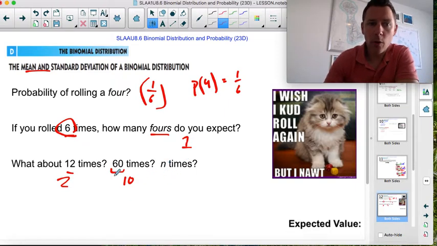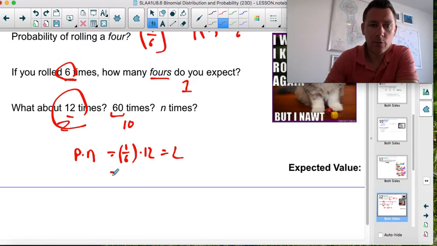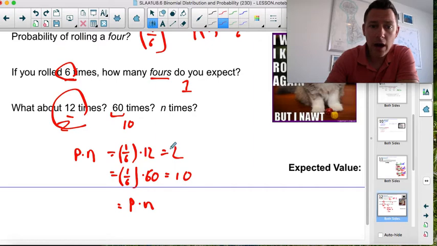What you're really doing is taking the probability and multiplying by the number of trials. The probability here was 1/6 of the time I'm getting what I want, a 4, and I'm trying that 12 times. 1/6 times 12 is 2. Same thing here: 1/6 of the time I'm getting what I want, and I'm trying that 60 times. That's 10. The probability times the number of trials gives you how many you should expect if you're gambling, so this will give you our expected value.